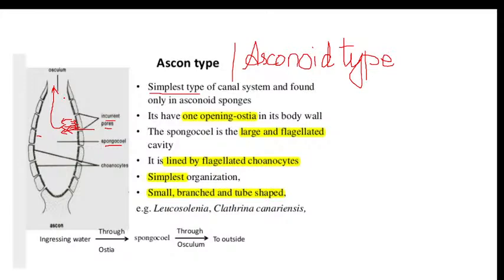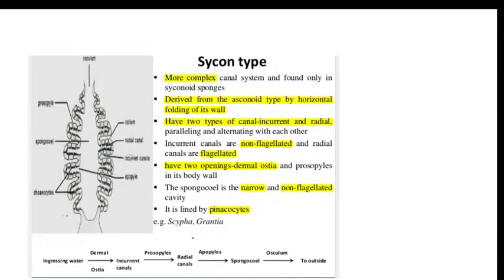സ്പോഞ്ചോസീൽ എപ്പോഴും വെള്ളം കാണും. ആ സ്പോഞ്ചോസീൽ എക്സ്ക്രീറ്ററി പ്രോഡക്ട്സ് എത്തുന്നു. വേസ്റ്റ് മെറ്റീരിയൽസ് എല്ലാം കൂടെ തിരിച്ച് ഓസ്കുലം വഴി പുറത്തേക്ക് പോകുന്നു. So they are the simplest. This asconoid type is the simplest organization. They are small, branched and tube shaped. Examples are Leucosolenia, Clathrina canariensis. So water comes in through ostia, spongiocele, and through the osculum it goes out. This is asconoid type. Next is cyconoid type or cycon type.